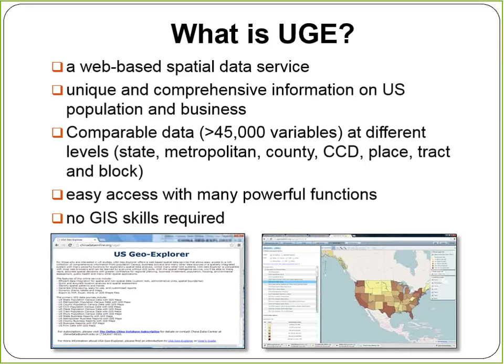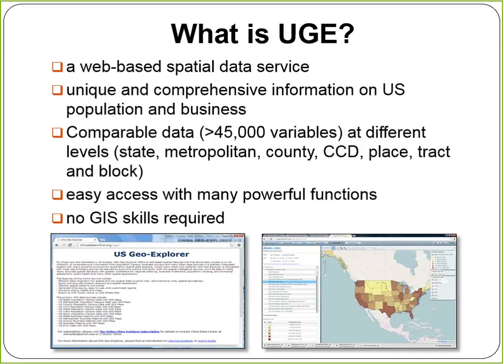They all look sensitive, but it's different from the census data from the US Census Bureau. We have the business data, and this business data is different from the business data from the government side. And you can find comparable data with more than 45,000 variables for different neighborhoods: state, metropolitan, county, CCD, place, tract, block. So this is probably the first time you can find so large a collection of US data that can be comparable at different neighborhoods at different times.